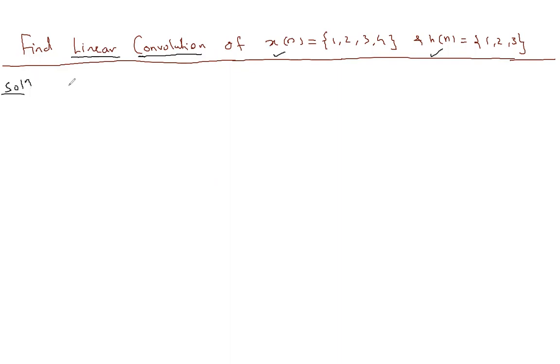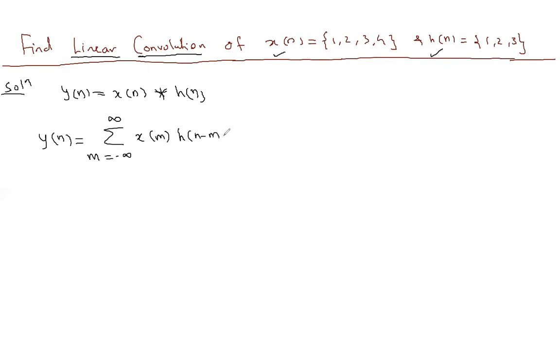Now the solution, let's begin with the formula. Let's say y of n is equal to x of n convolved with h of n. Now we have a standard formula for linear convolution which says summation of m, another variable, from minus infinity to infinity, x of m h of n minus m. We will be using this exact formula to find the linear convolution, and just see how I execute this. We will put various values of n.